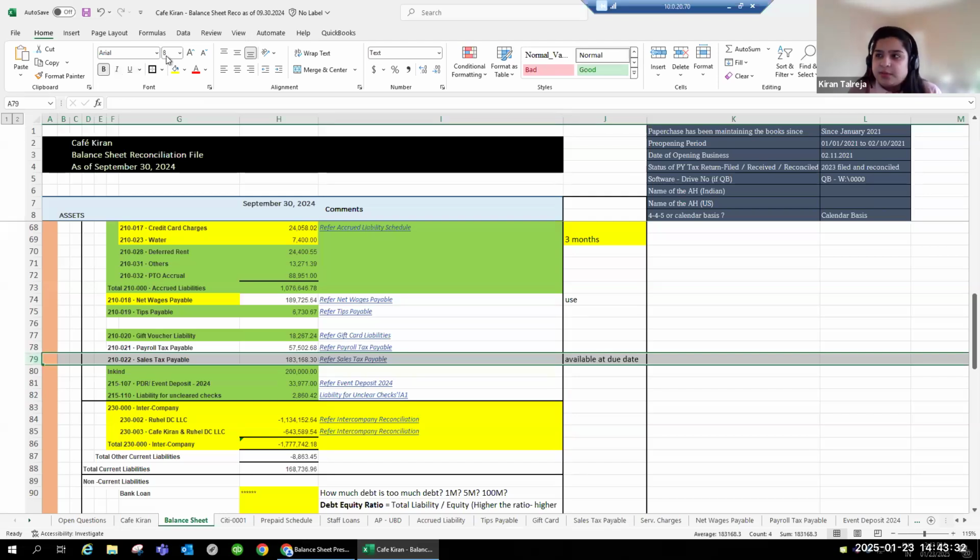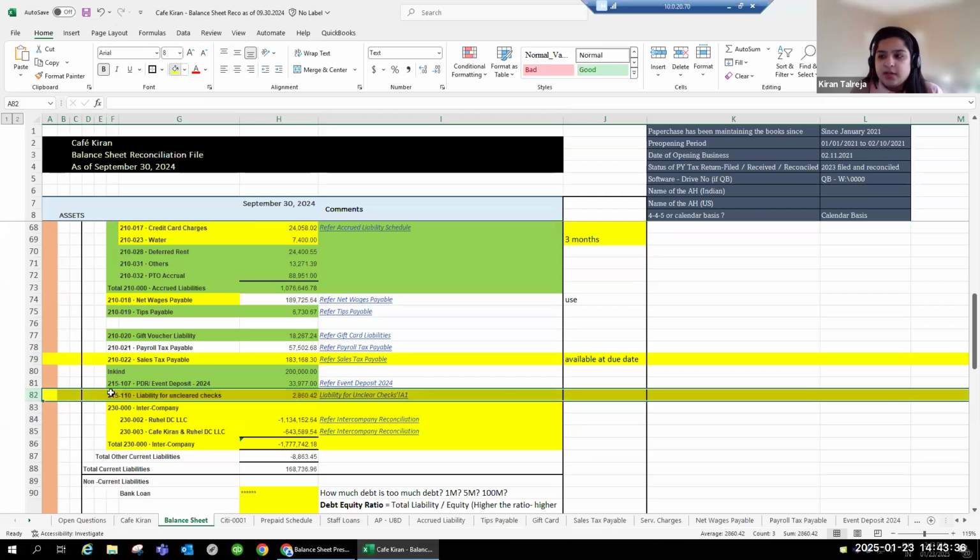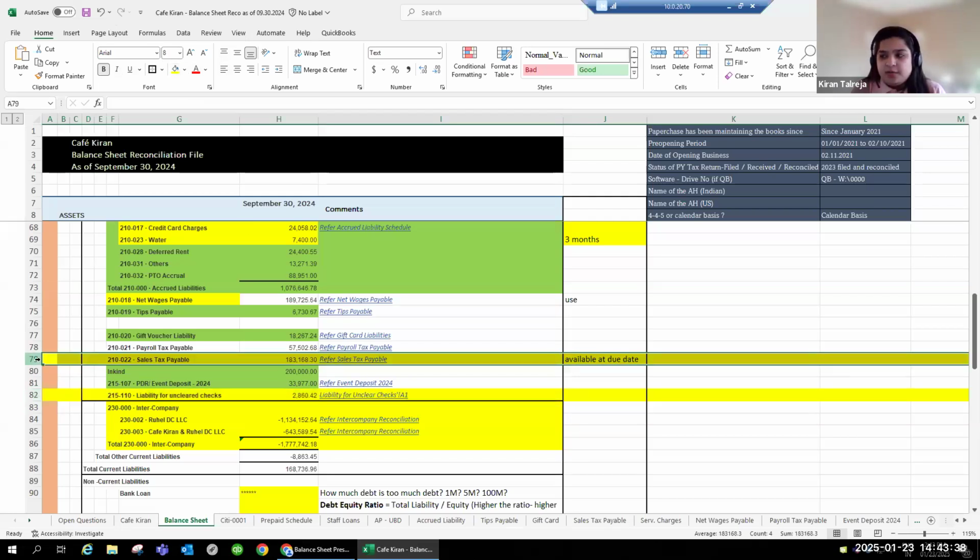One is the sales tax payable that we'll be talking about, and another one is the liability for uncleared checks. Sales tax payable, I would say, is very important because each and every dollar that we are collecting as sales tax should be earmarked and kept for utilization in payment of sales tax. A lot of times we have seen that if our client is a quarterly filer, they collect money for 3 months and then suddenly when they have to make a payment, they do not have enough funds just because we did not earmark the funds.